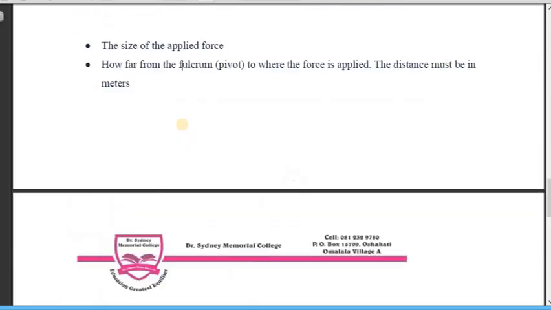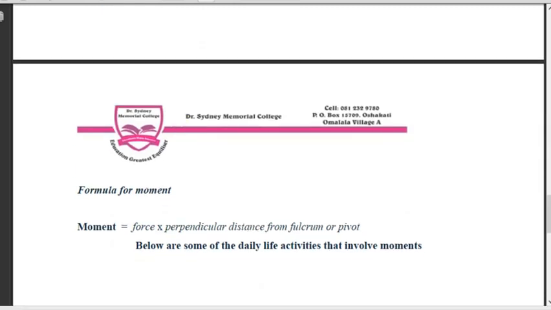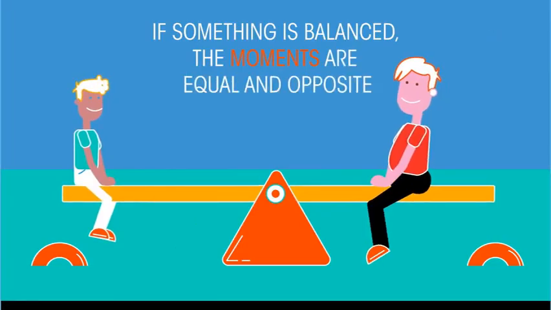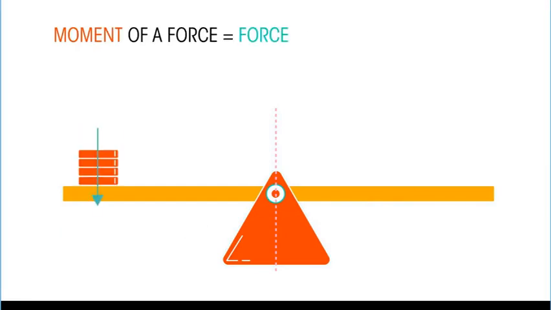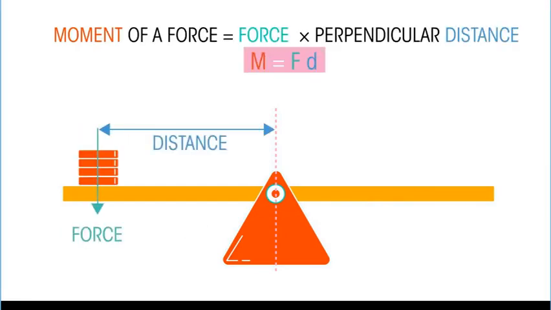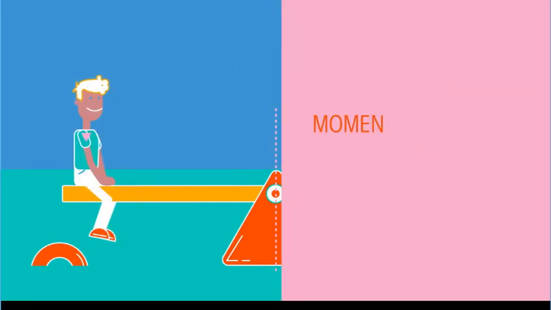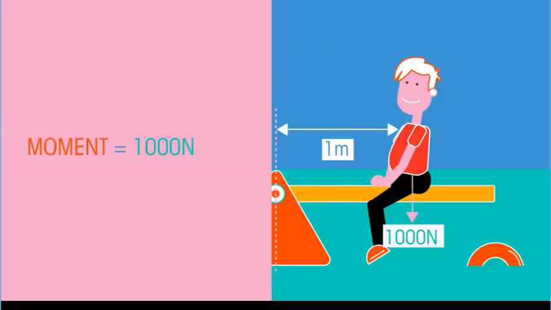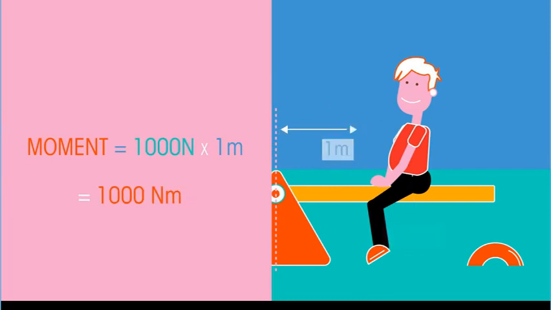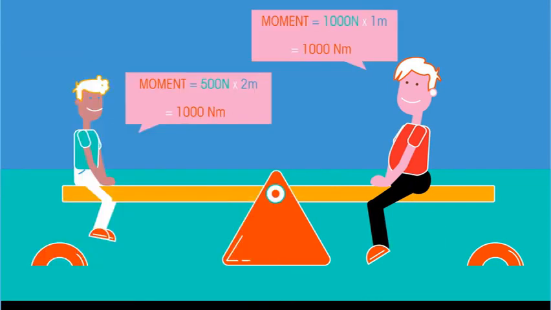Okay, so let's just digest a bit of that before we conclude the lesson. In equilibrium, the moments are equal and opposite. To be balanced, this lighter child needs to sit further away from the pivot, and the heavier child needs to be closer. This is because the size of a moment is determined by the force and a distance. So the moment of the lighter person is 500 newtons multiplied by 2 meters, 1,000 Newton meters. And the heavier person is 1,000 newtons times 1 meter, to also give 1,000 Newton meters. They're perfectly balanced on their seesaw.